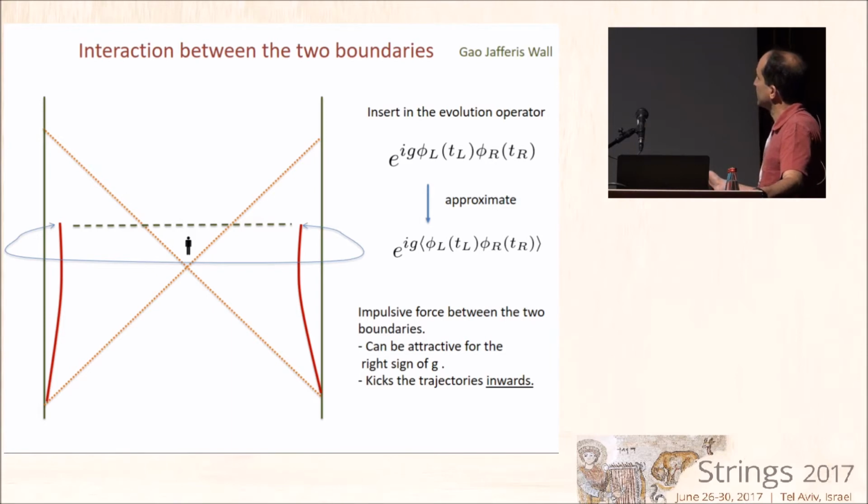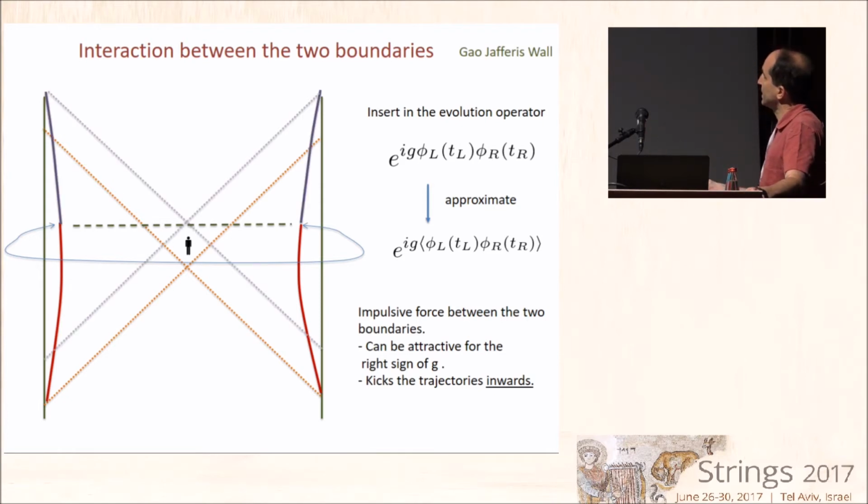And by choosing the right sign for G, it can be attractive. If we turn on an attractive force, then it kicks the trajectories inwards. So instead of outwards, it kicks them inwards. And what that means is that now the new position of the horizon will be deeper inside. So there was an event here which was not visible before, and now becomes visible due to this effect.